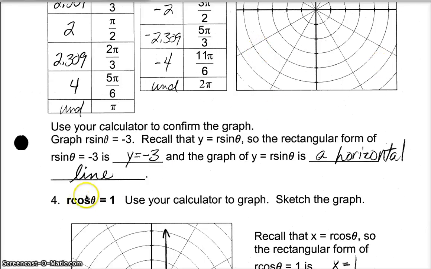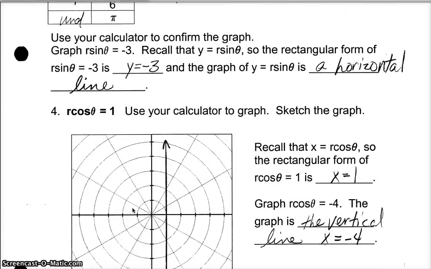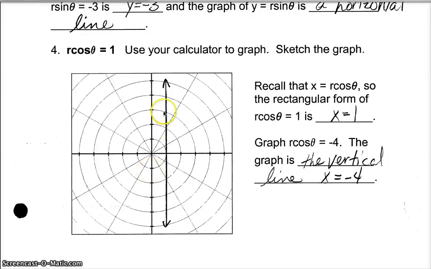Instead of sine here, we have cosine. Well, you should now kind of know, oh, if r sine theta is equal to y, and we can replace it with y, then r cosine theta can be replaced with x. So we get a vertical line this time, going through 1 on the x-axis. So you don't really need to do that chart. It's just a matter of recognizing what you can replace with your rectangular coordinate here. So r cosine theta is the same as x equals 1.